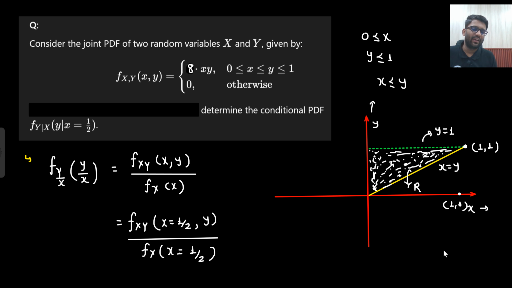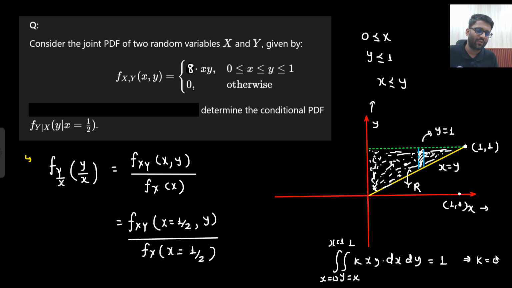If I needed to find the value of k, I could have found it as well. How would I find it? I will integrate in this region R. In this region R, I would choose a vertical strip. So the limit of y is going from x to 1, and the limit of x is going from 0 to 1. Let's say this was kxy dx dy. When you solve it, it equals 1. So when you solve it, k should come out to be 8.